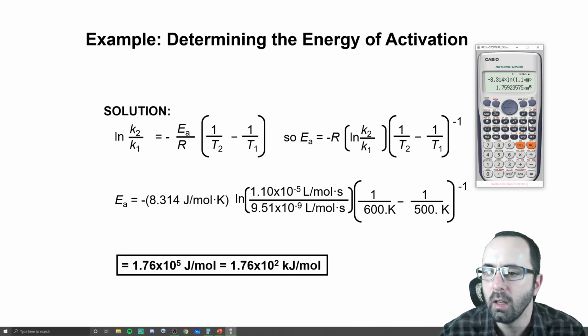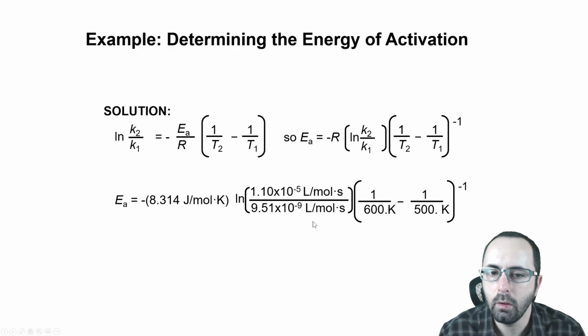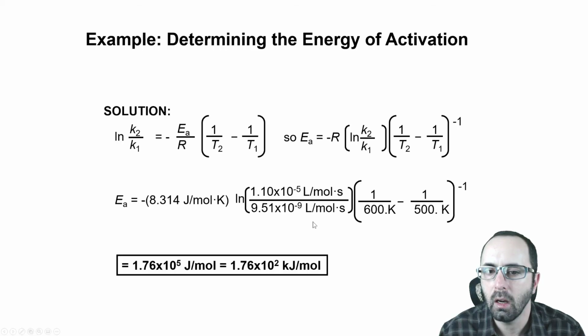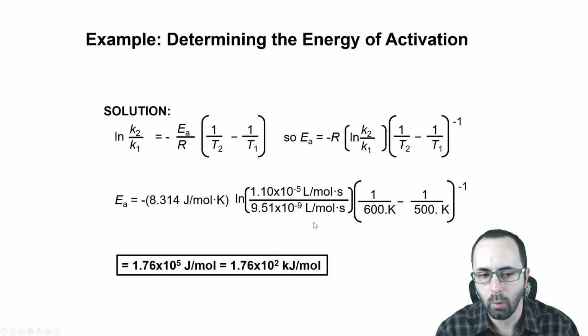Most of you guys have a double line calculator, so I would recommend you do it that way, but you can break it down into pieces just the same way I did there. Just be careful about rounding too much, because it can really throw your answer off when you're doing a natural log. And so that's how you determine the activation energy using the Arrhenius equation, this 2-point form.